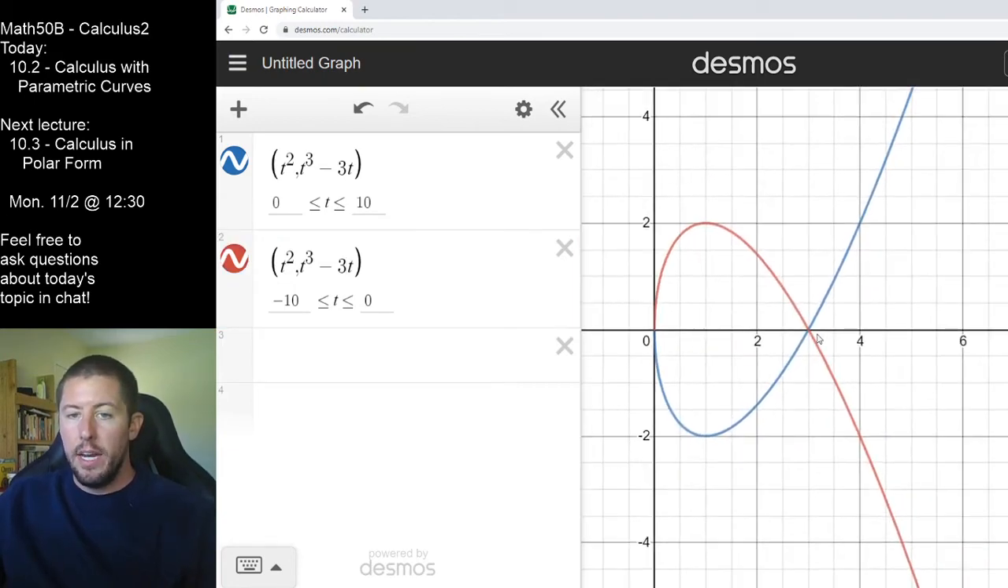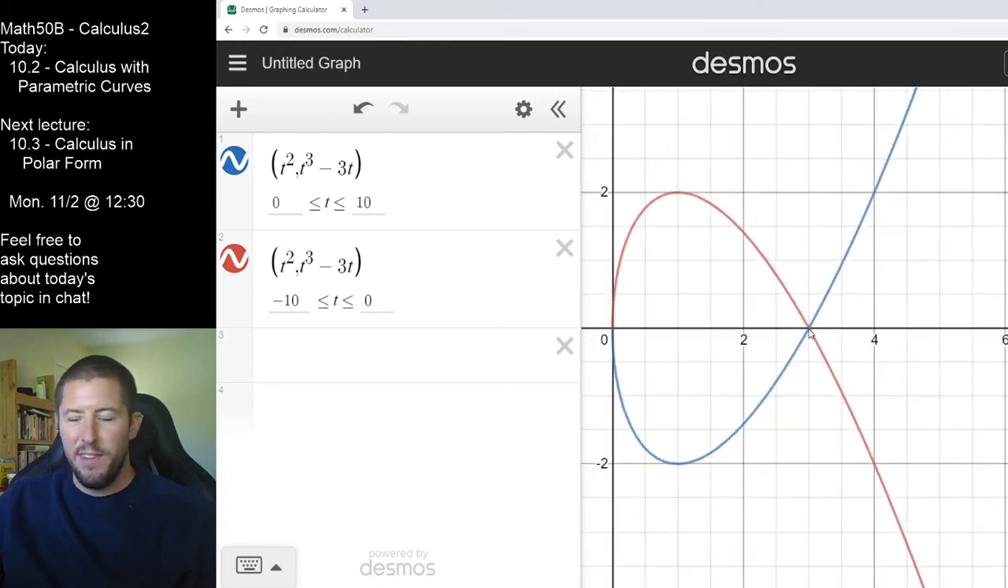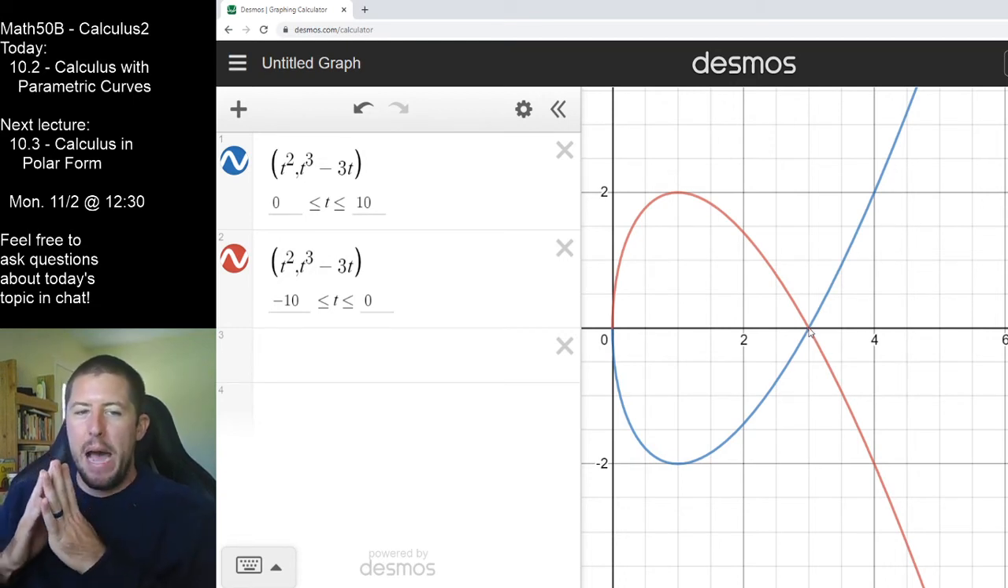So it does look like we're getting this intersection at 3, 0 like we thought, although as we saw last video, Desmos won't let me click on this to tell me that point because Desmos is a little less confident in its parametric curves.